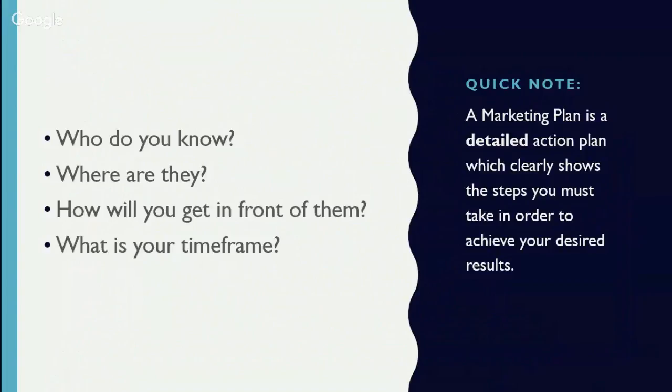And where are these people? Where are you going to find them? Is it a physical location? Is it a virtual location online? And how are you going to get in front of them? Again, is this going to be at a meeting? Is it an online forum? How are you going to get in front of these people? And lastly, you're going to want to think about what your time frame is. When you're thinking about your time frame, you're thinking when you want to sell books, when do you want to be able to get to events? Just thinking about your time frame.